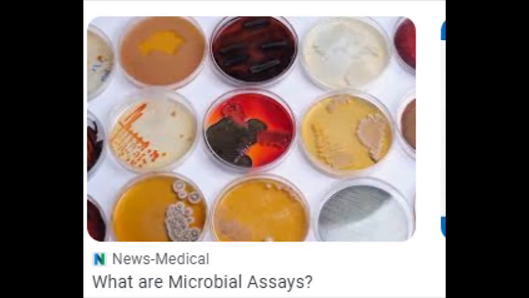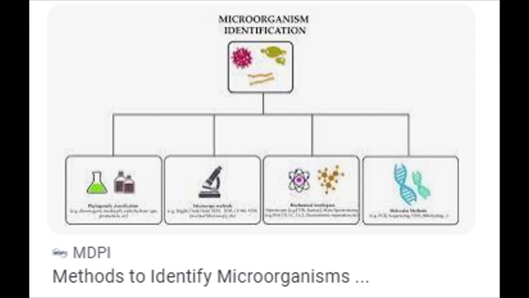Let me take the class work again. The normal bacterial flora, F-L-O-R-A, of the mouth. That's number one. Number two, normal bacterial flora of the stomach. Number three, normal bacterial flora of the intestine. Intestine is different from stomach. When you write them, you see that they are different.